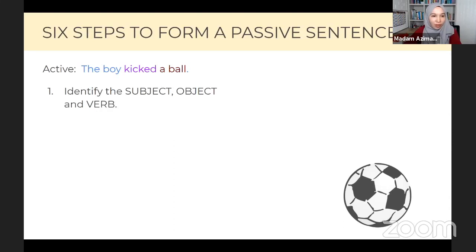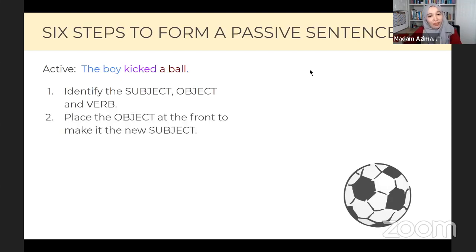Subject, object, verb, got it. The boy kicked a ball. What's the subject? The boy. The verb: kicked. A ball, object. Got it. Place the object at the front to make it the new subject. So a ball, push it to the front, a ball.